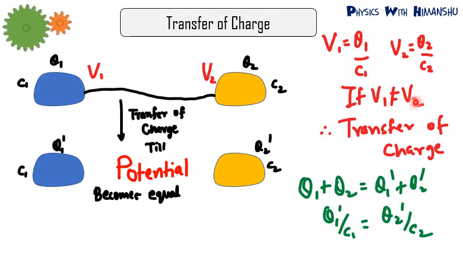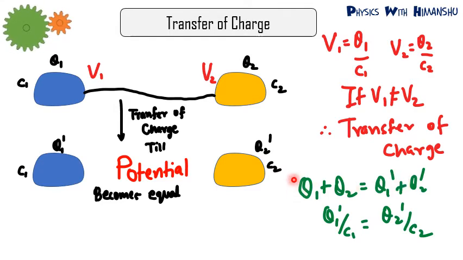So suppose V1 is not equal to V2, then there will be transfer of charge. Always remember the property of charges, that is conservation of charge. Initially the total charge was Q1 plus Q2 and finally the total charge is Q1 dash plus Q2 dash. So the total initial charge will be equal to the total final charge. See, there are no incoming electrons or outgoing electrons, so neither can charge increase nor can charge decrease.